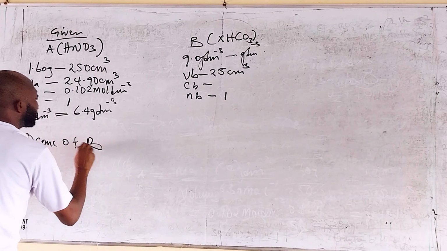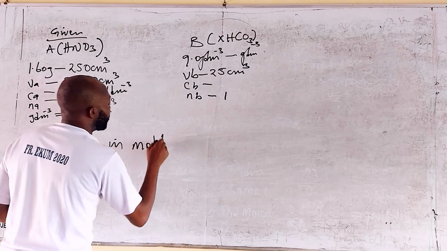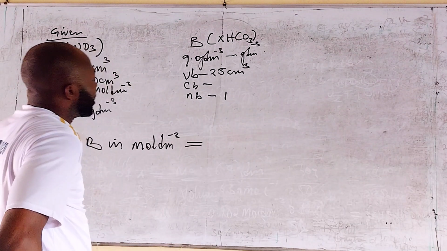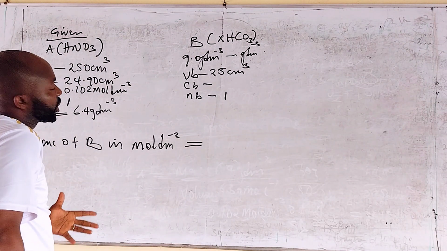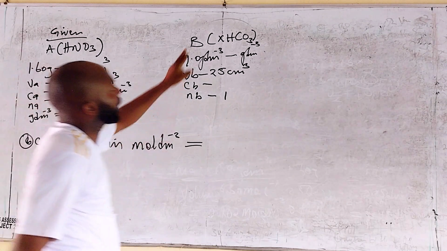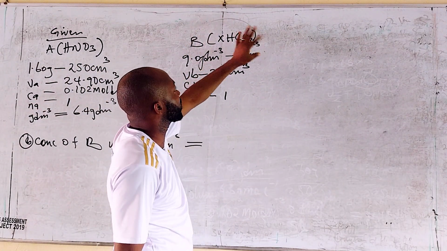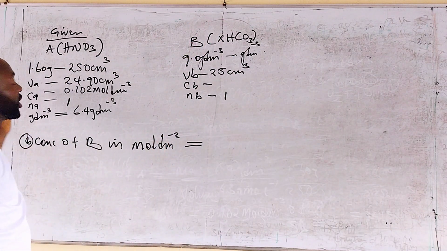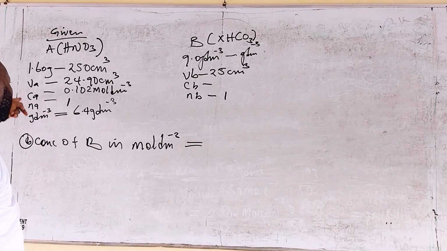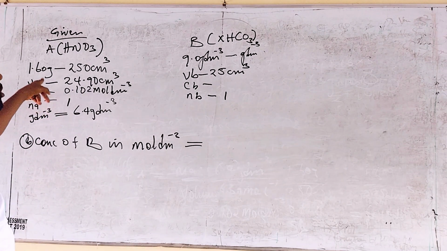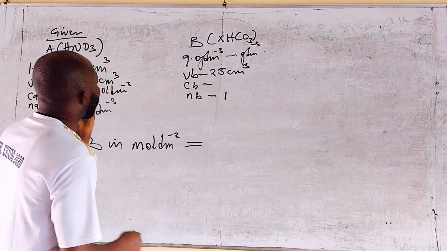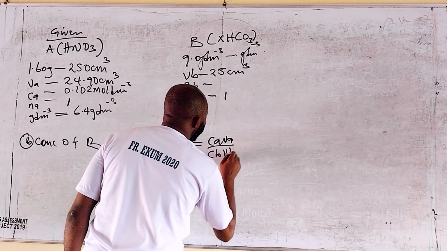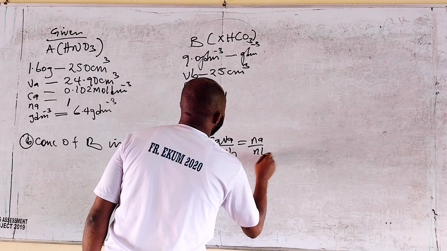Concentration of B in mole per dm cube is equal to... Now, concentration of the base, we cannot use the same formula, which is mass concentration over relative molecular mass, because we cannot determine the relative molecular mass of XHCO3. X is unknown. So the only way we can go about that is to use the formula CAVA. Remember the two methods, the other one being CAVA. Because we have gotten our concentration of the acid, we can now look for that of the base. So with that, I say we use CAVA over CBVB is equal to NA over NB.